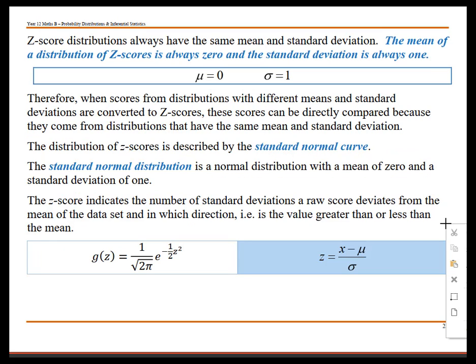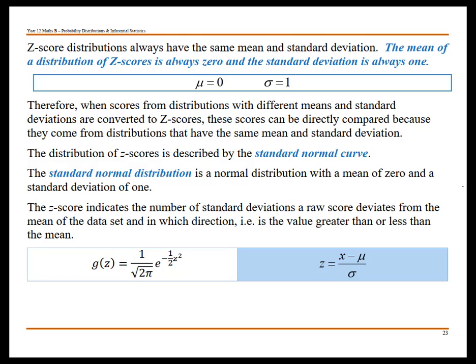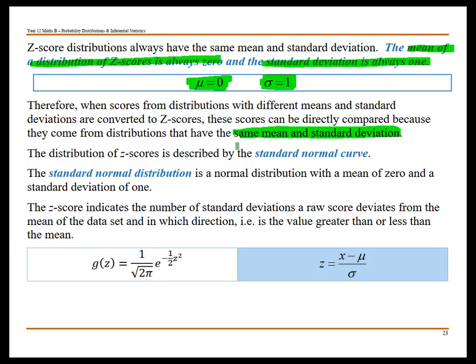Now, Z-score distributions have the same mean and standard deviation. The mean is always 0, and the standard deviation is always 1. And using our population values, mean is 0 and standard deviation is 1. Therefore, when scores from distributions with different means and standard deviations are converted to Z-scores, these scores can be directly compared because they have the same mean and the same standard deviation.